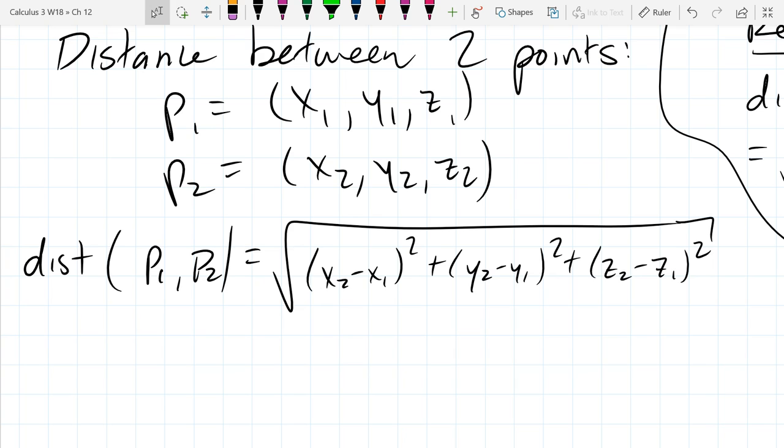Now, if we were in four dimensions, it should be really obvious what distance would be in four dimensions. Just play the same game with the fourth coordinate. Just subtract the fourth coordinate, square it, and add it together.